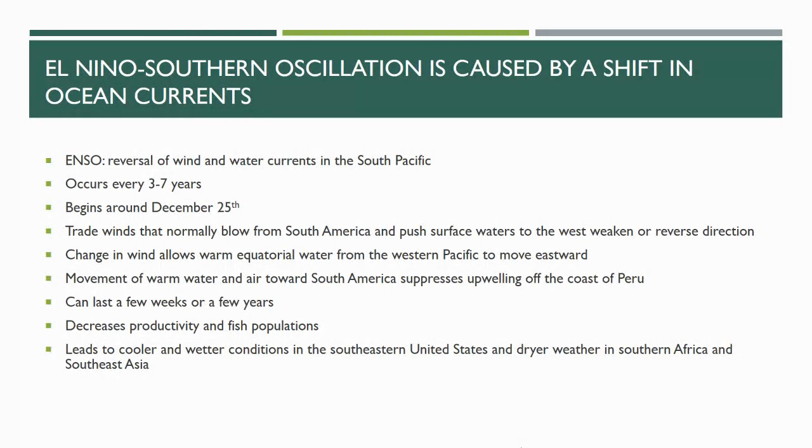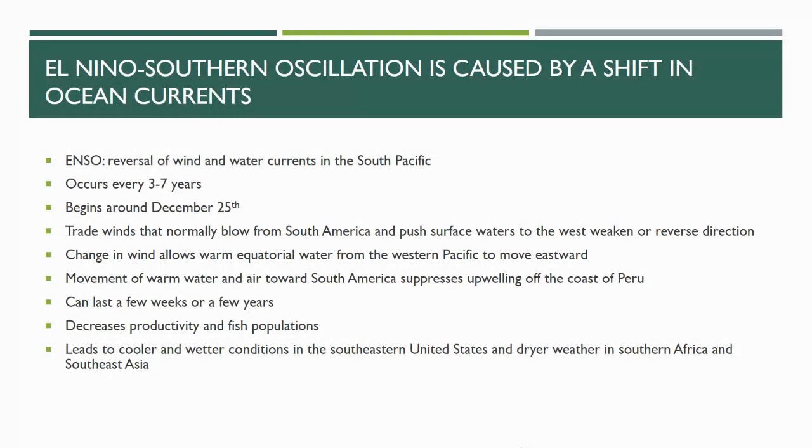The trade winds that normally blow from South America and push surface waters to the west will weaken or reverse direction. This change in winds allows warm water around the equator from the western Pacific to move eastward. The movement of warm water and air towards South America suppresses upwelling off the coast of Peru. It's one of our upwelling zones. It can last a few weeks or a few years.